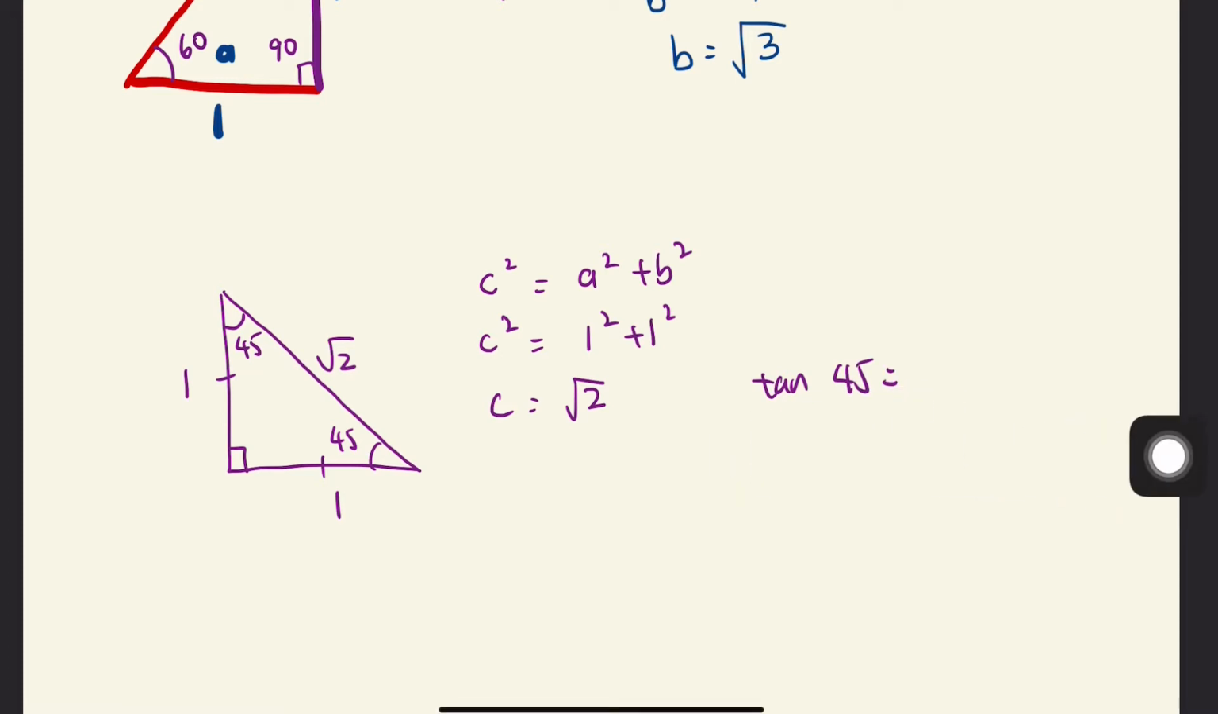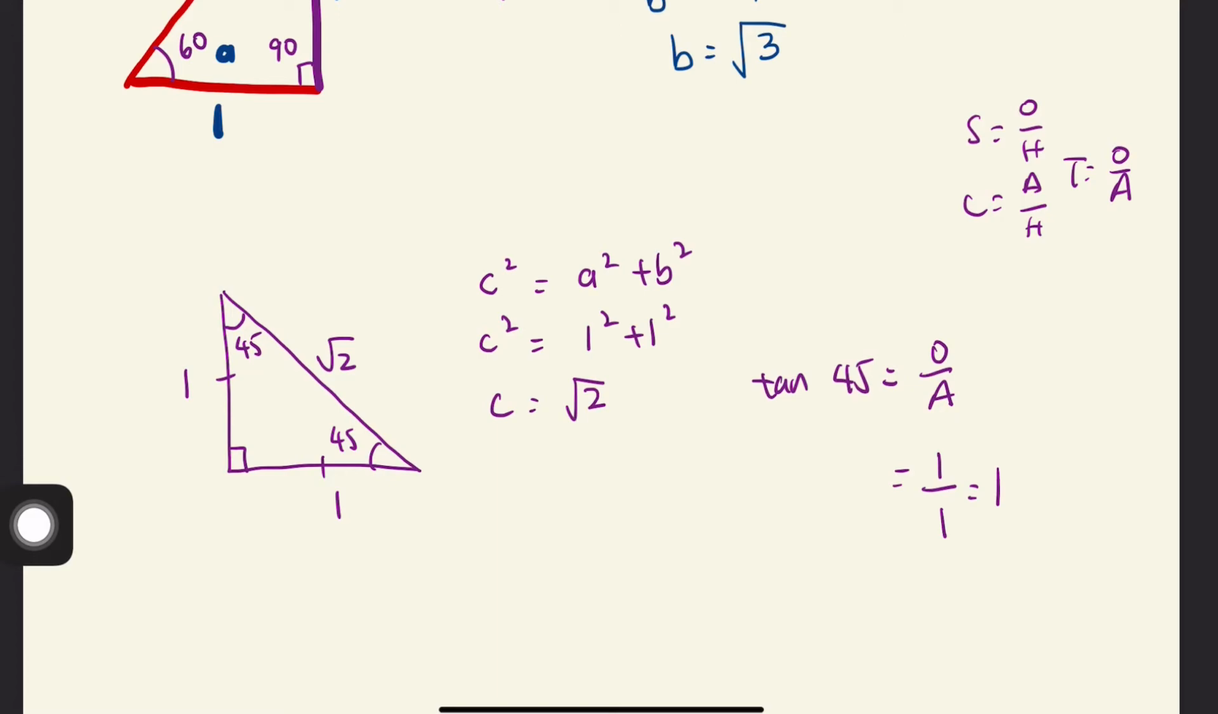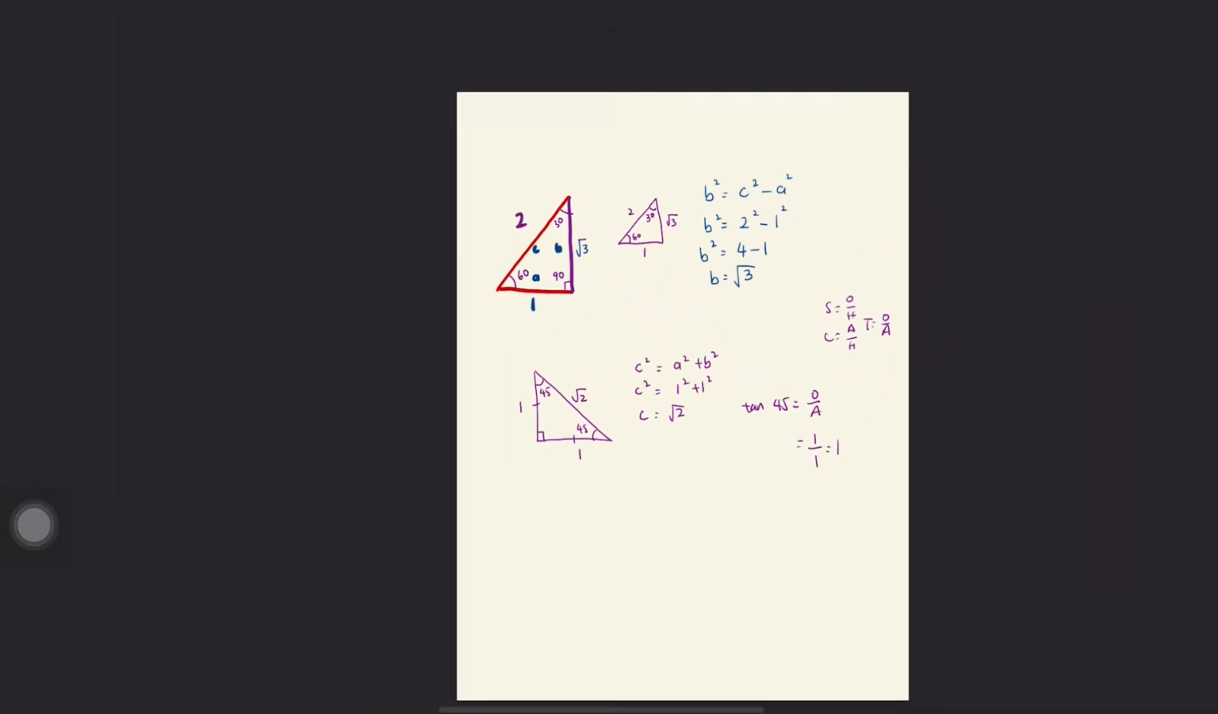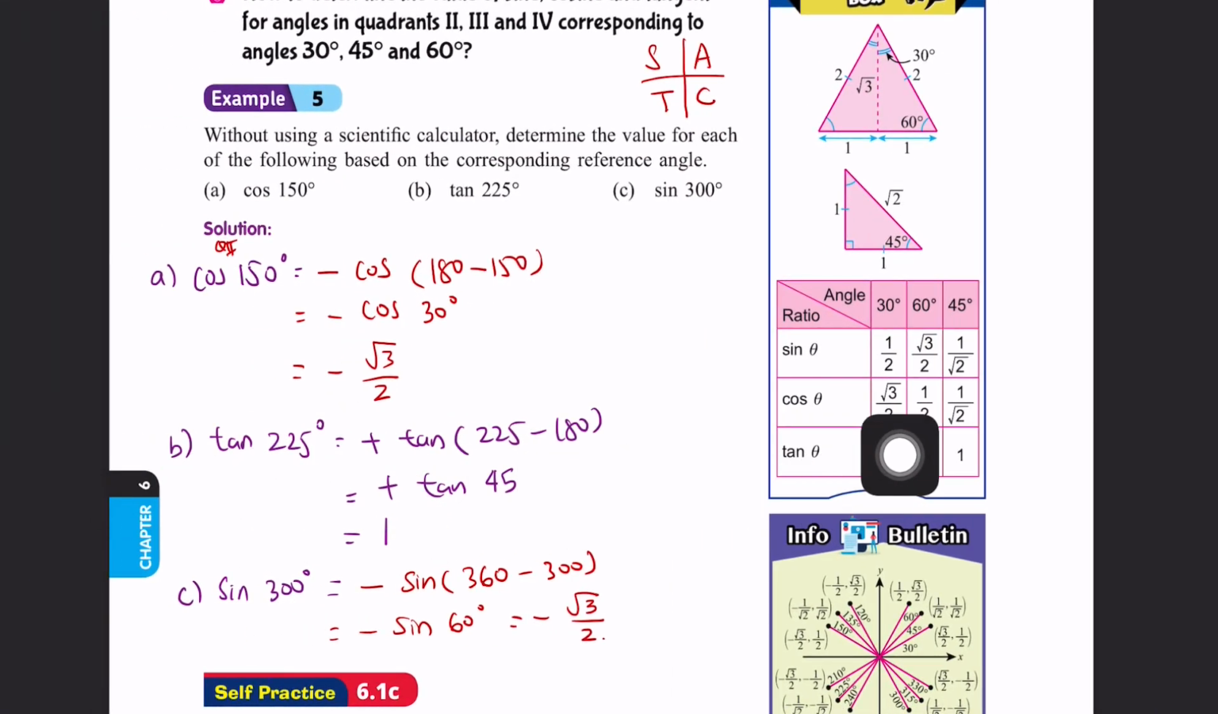Okay, next contoh saya nak ambil tangent 45. Before this you have learned, kan? So tangent is opposite over adjacent. So opposite of 45 is 1. Adjacent of 45 is 1. So 1 divided by 1 dapatlah 1. Okay, boleh? Sebab tu tangent 45 dapat 1. Macam tu lah. Boleh? Ni sesi ulang kaji.